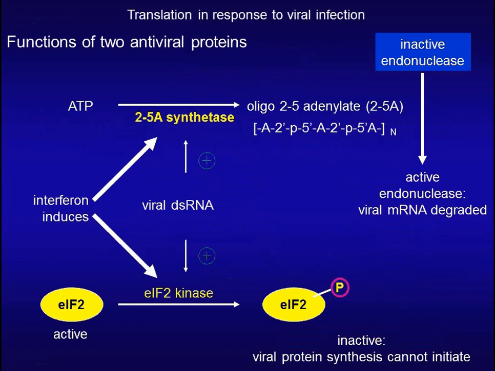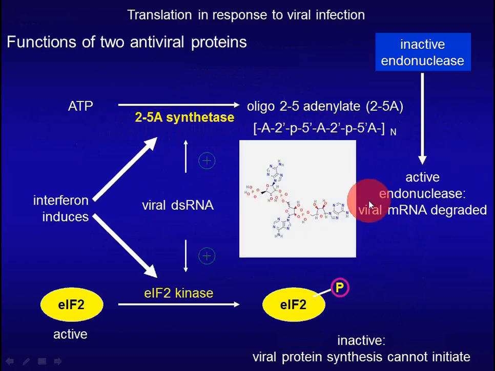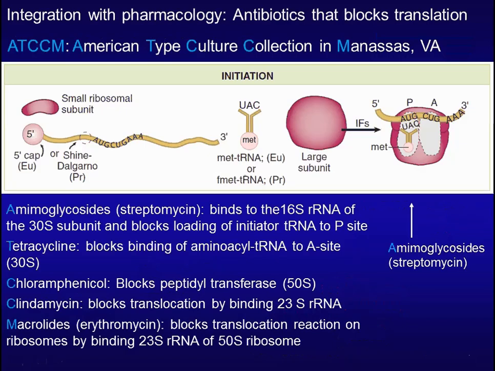Here are examples of two antiviral proteins. One is 2,5-A synthetase. This enzyme synthesizes oligo-2,5-adenylate. This is a compound in which nucleotides are joined together through 2',5'-phosphodiester bonds instead of the 3' to 5' phosphodiester bonds seen in nucleic acid. This oligo activates an endonuclease, which cleaves viral mRNA. The second protein is eIF2 kinase. This enzyme phosphorylates eIF2. Upon phosphorylation, eIF2 is kept in an inactive state. Translation initiation is blocked.